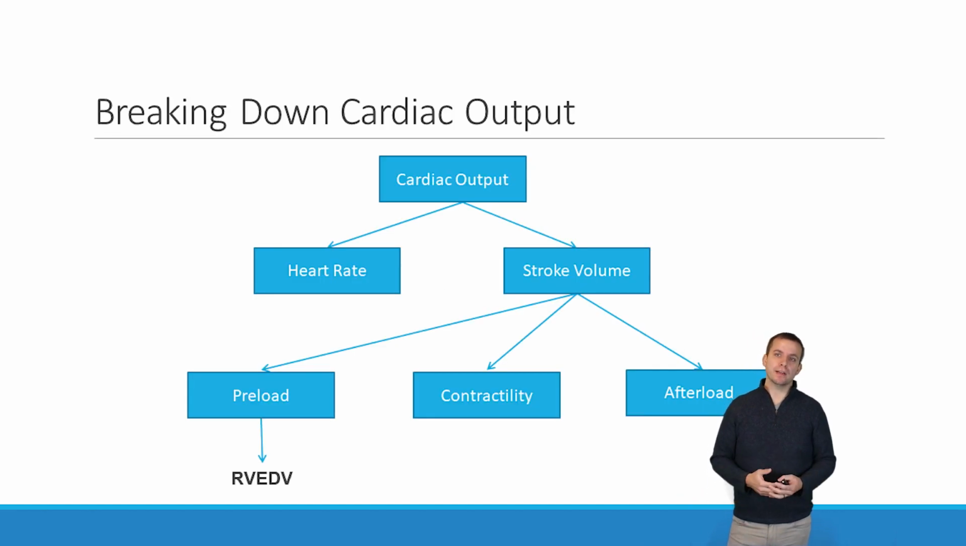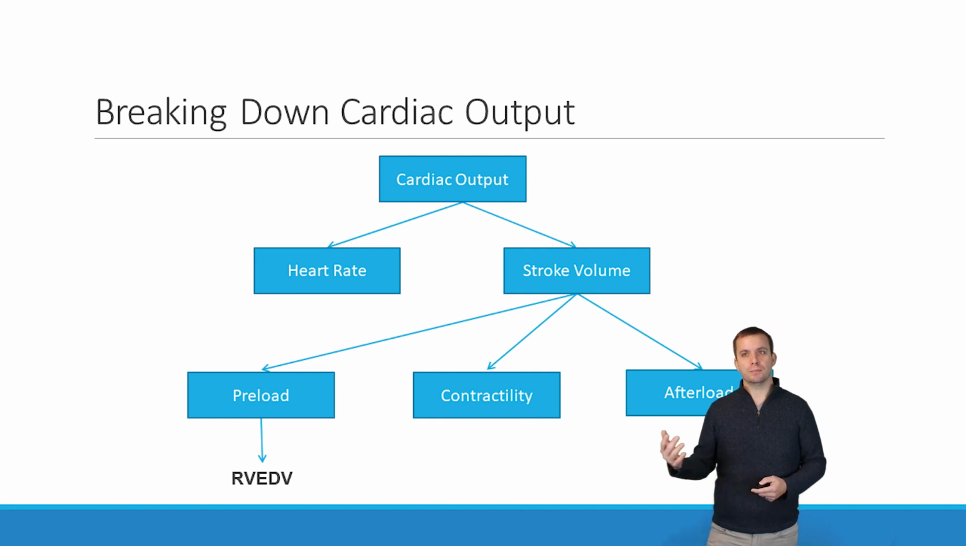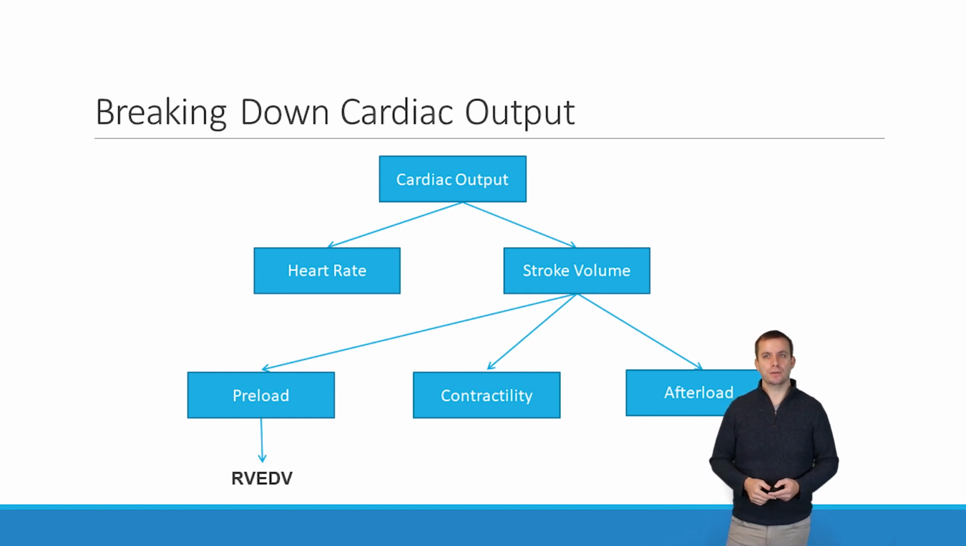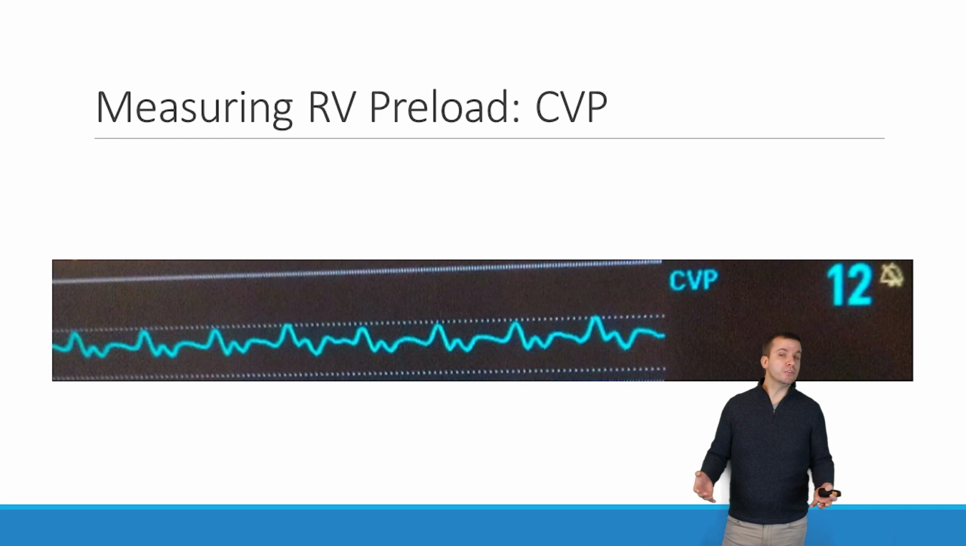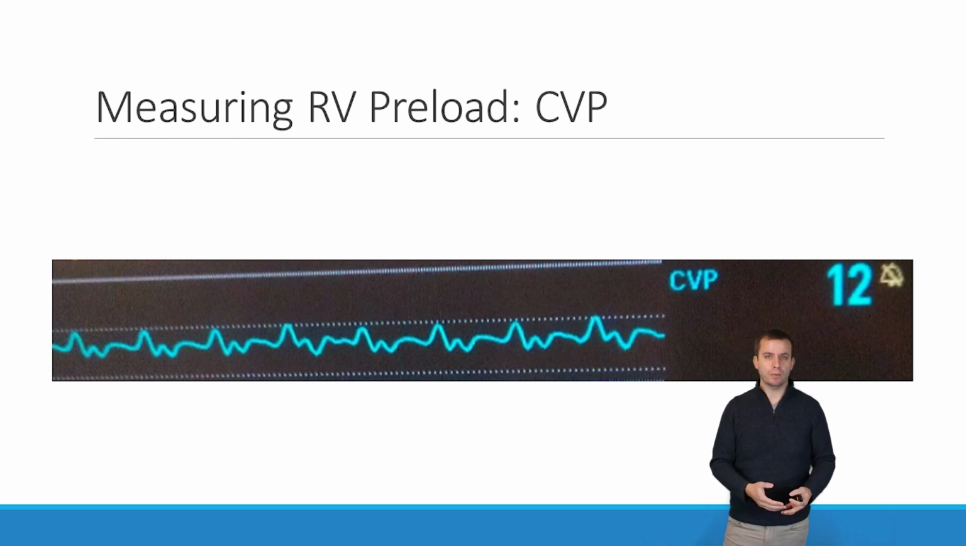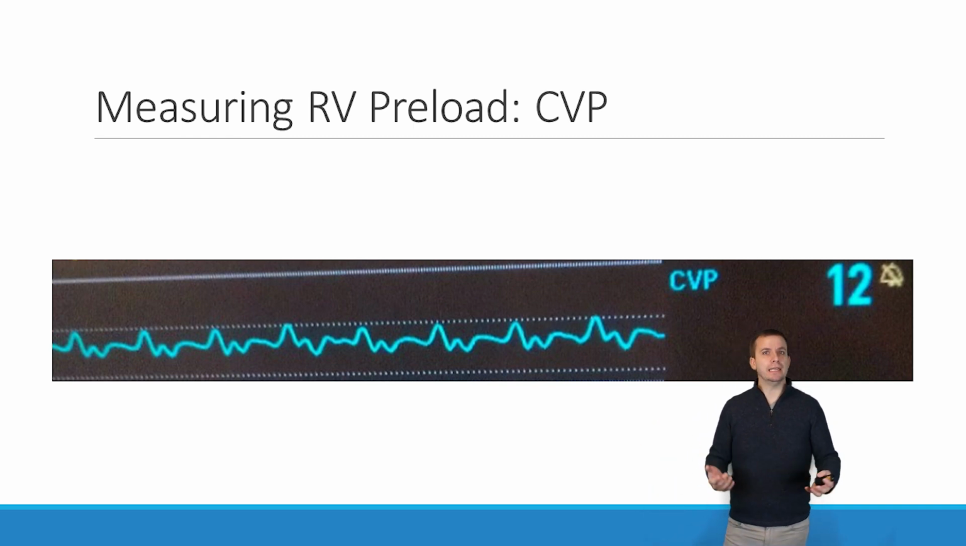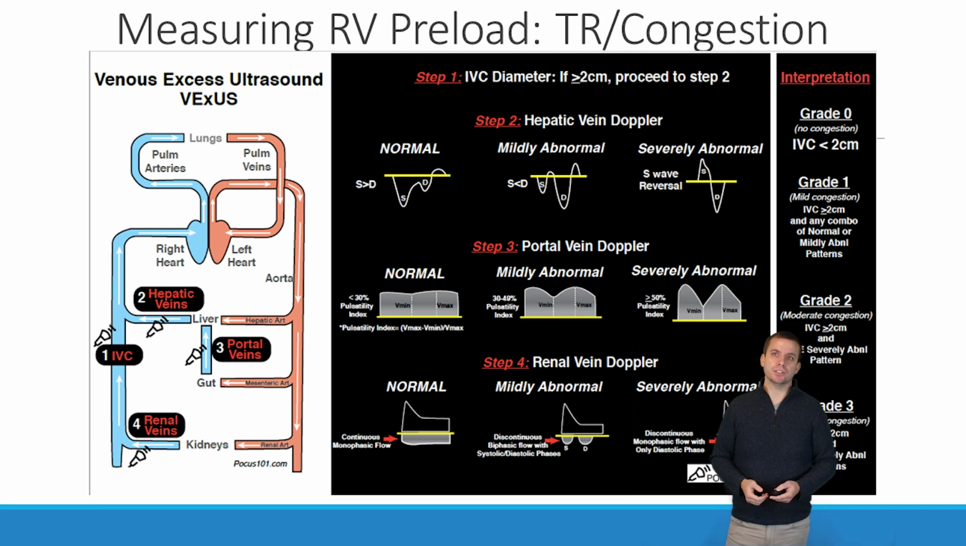First thing we're going to talk about is preload. Again, preload is the ventricular end diastolic volume. So for the right side, it's the right ventricular end diastolic volume as opposed to the left ventricular end diastolic volume. People still use CVP. It is obviously a better marker. CVP is a more accurate marker of RV-EDV than it is of LV-EDV, but we've already discussed how a pressure isn't reliable compared to a volume because they're not linear when you look at their relationship.